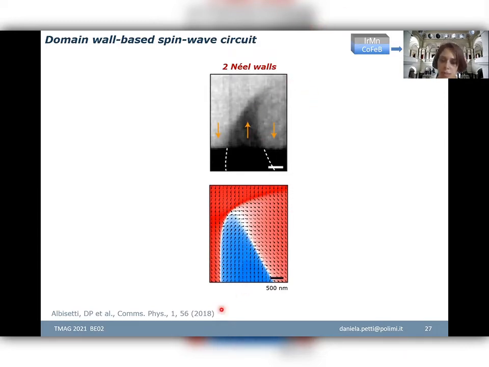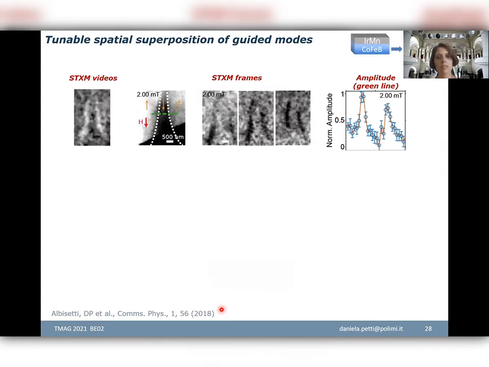Then we demonstrate the possibility of patterning a circuit based on two Néel walls that are sharing a common apex. And the time-resolved experiment is reported here. We complicated things a little because all the other experiments were performed at remanence. Here we apply an external magnetic field in order to tune the distance between the two domain walls.